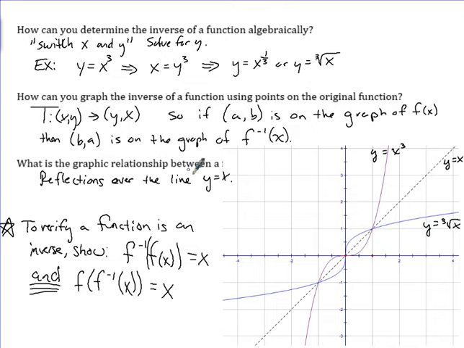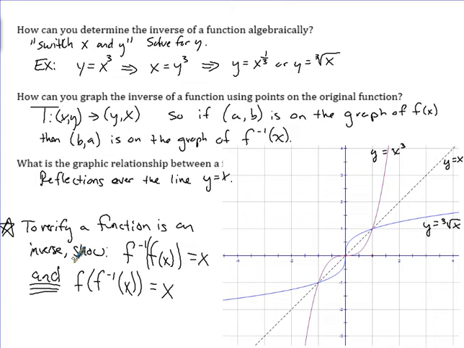The relationship between a function and its inverse, the graphic relationship, is that they are reflections over the line y equals x. Here's a representation of that. We have y equals x cubed. We have y equals the cube root of x. Here's the line y equals x, and you can see the relationship, that they are reflections of each other over that line. This is one thing that should have been in the notes.